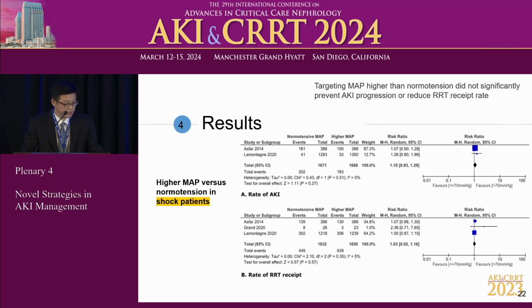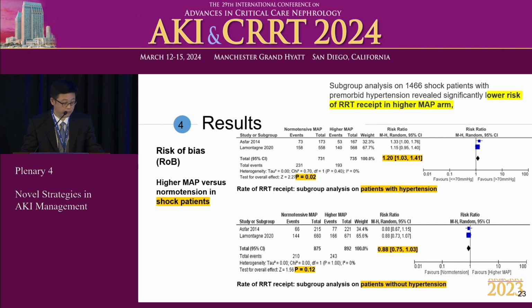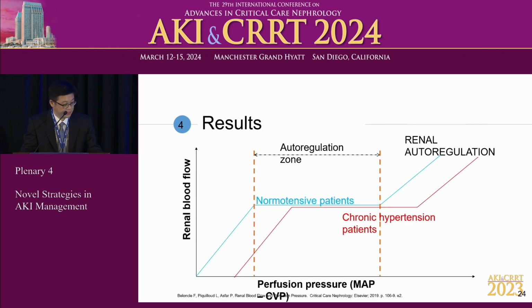What we found from the results is that in the shock state, there is no significant difference between the high MAP group compared to the normotensive group in terms of preventing AKI or reducing RRT receipt rate. But in the subgroup analysis of the shock patients with chronic hypertension, we found a significantly lower risk of RRT receipt in the higher MAP groups. This might be explained by the shift of the renal autoregulation to the right in chronic hypertension, so that increasing the MAP may improve renal blood flow and renal outcomes.